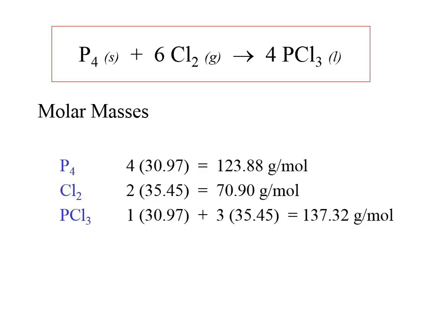So I don't know if you have all these on your slide, but I went ahead and knocked out the molar masses. For P4, it's 4 times 30.97, which is equal to 123.88 grams per mole. For Cl2, it's 2 times 35.45, and that's equal to 70.90 grams per mole. And for PCl3, it's 1 times 30.97 plus 3 times 35.45, which is equal to 137.32 grams per mole.